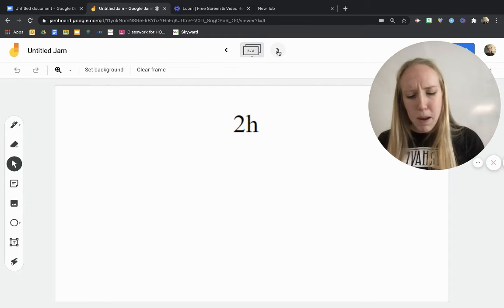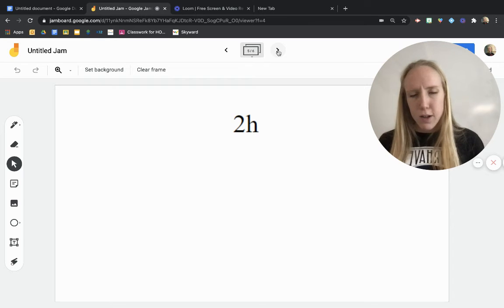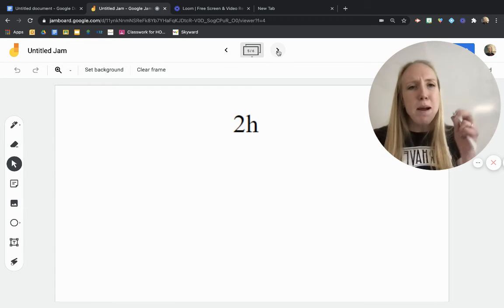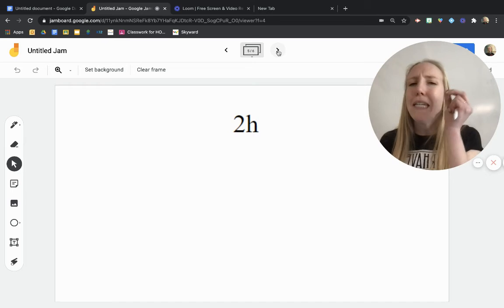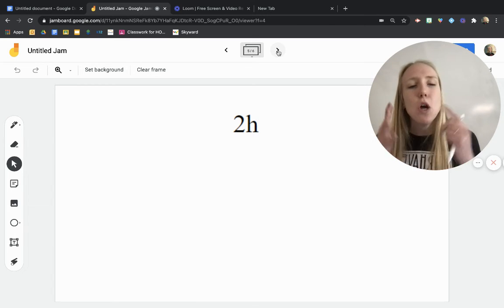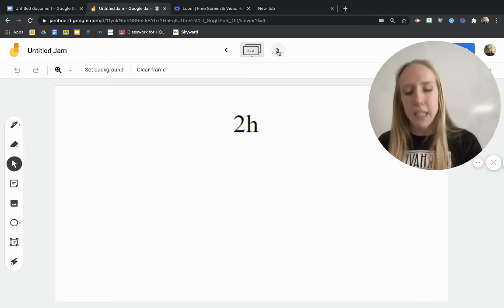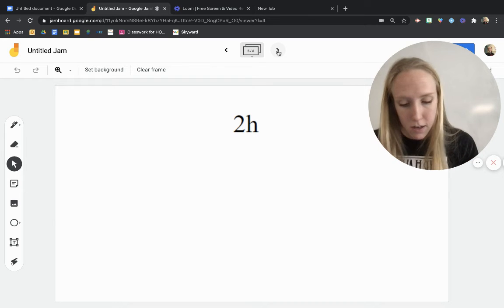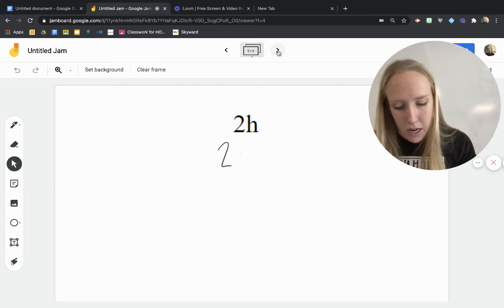Ooh, I wonder if we remember how to handle this. Remember when 2 things are smushed really tight together? It's not add, it's not subtract, it's not divide. When 2 things are smushed really close together, it is multiplication. It is actually 2 times h.